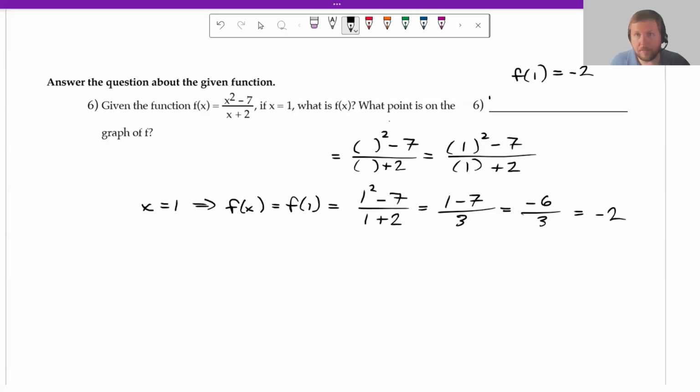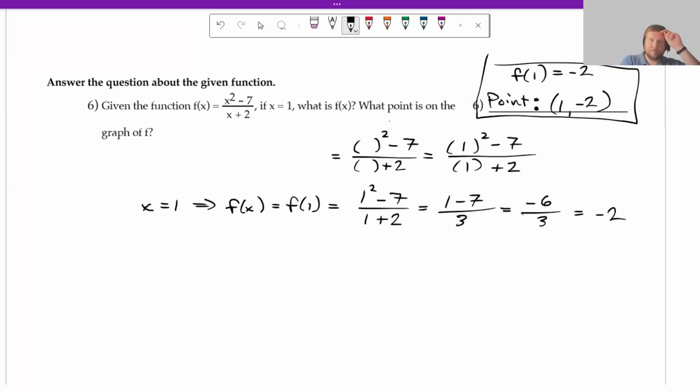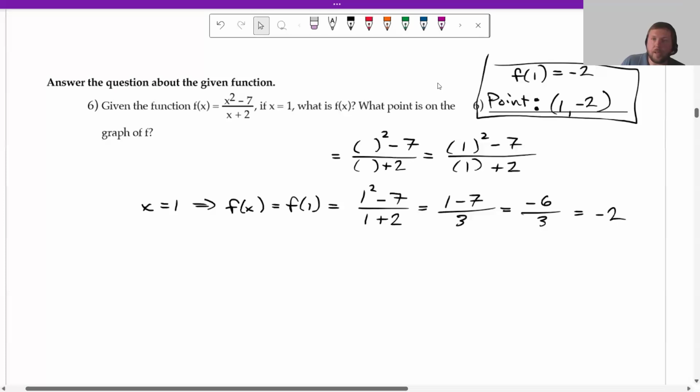And then the point on the function is 1, negative 2. So those are the two answers for this one. So f of 1 equals negative 2. Remember, the input is x, the output is y. So then for the ordered pair, you take that input, comma, output.